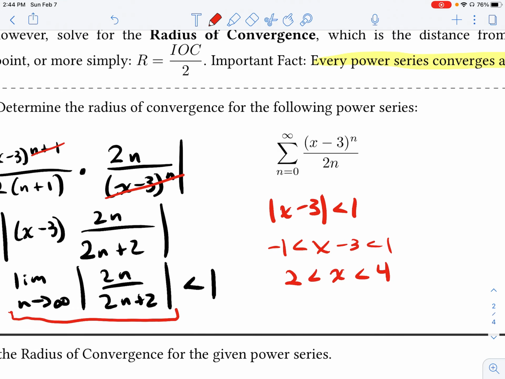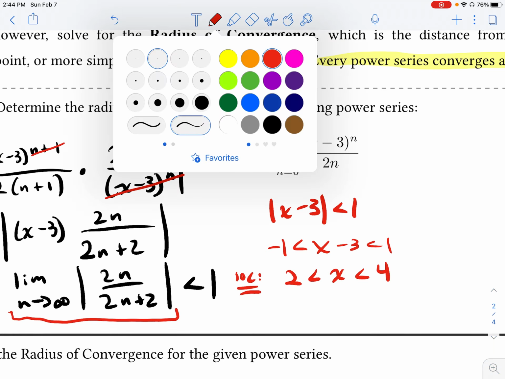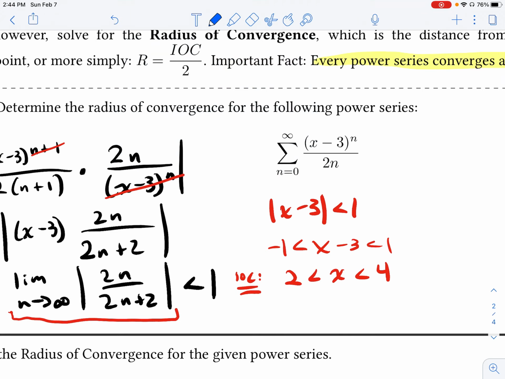So this is tentatively, and I keep on saying tentatively, our interval of convergence, because at this time, I don't know what's actually happening at 2, and I don't know what's happening at 4 just yet. It could be converging at 2, in which case we would say this is less than or equal to. And it could be converging at 4, in which case we would say this is less than or equal to. But we don't know that just yet.